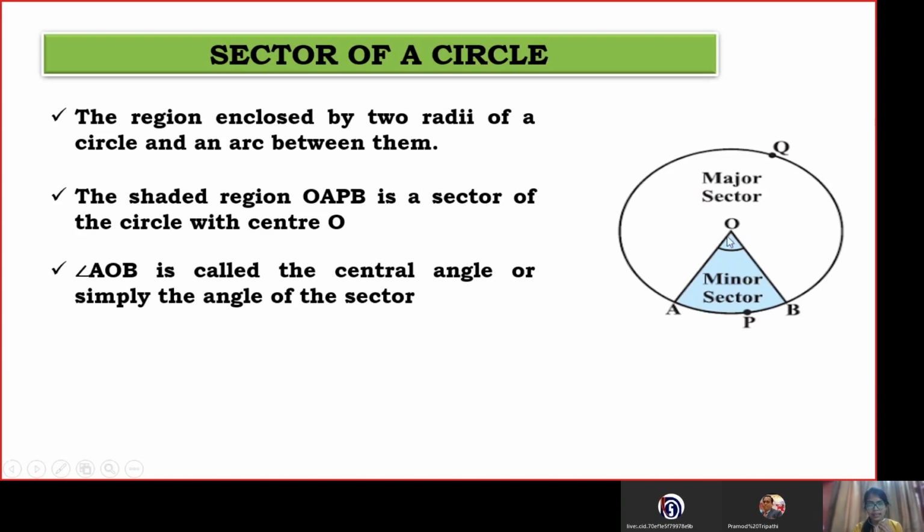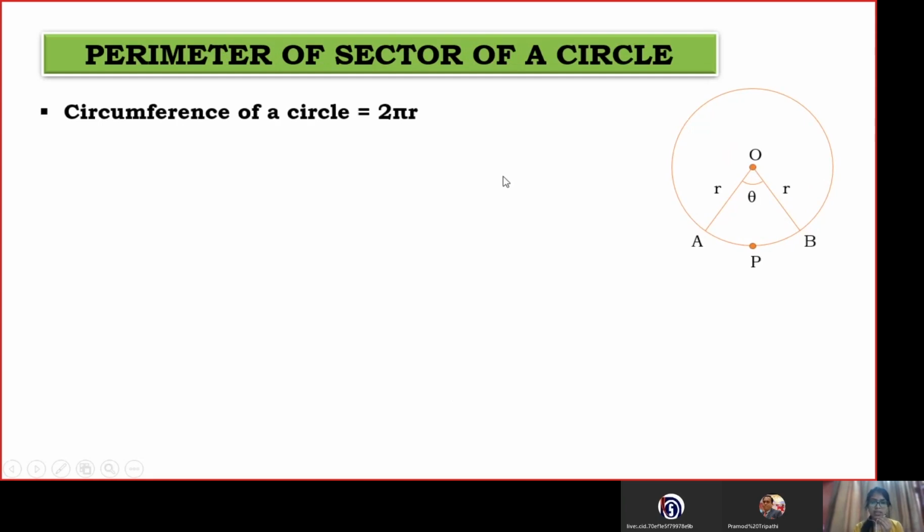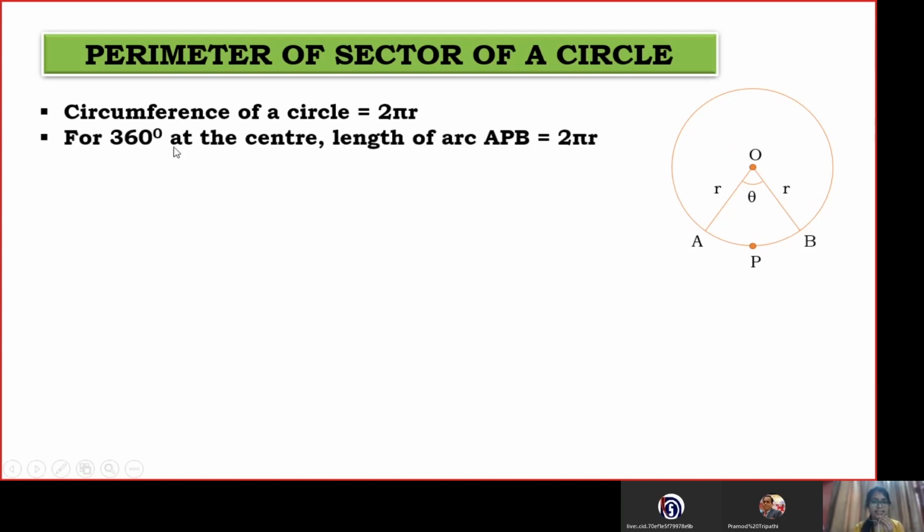Okay, and we know that the figure is divided into two sectors, a minor sector and a major sector. Fine. Now, how do we calculate the perimeter of a sector of a circle? So suppose I have a circle. आप सबको पता है एक सर्कल का सर्कमफ्रेंस क्या होता है? 2 pi r for 360 degrees. Now this circumference is of the entire circle, isn't it?